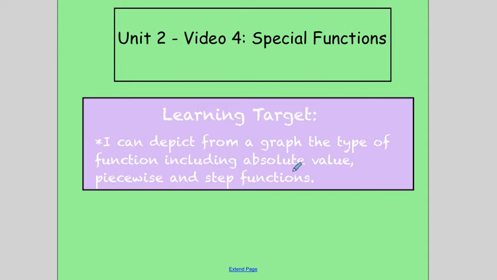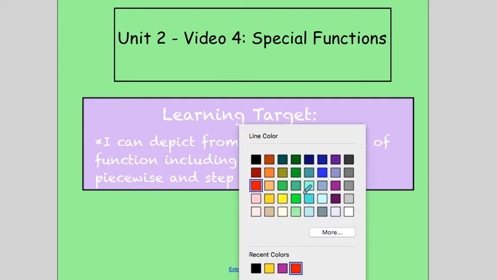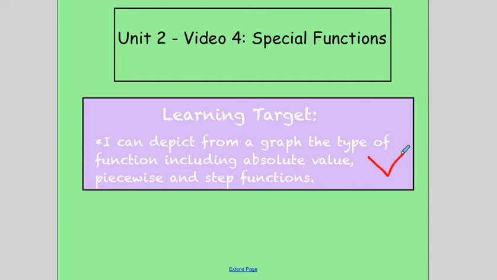Okay, so whenever you graph an absolute value, it should be a V shape. One way you can remember that is the value, so it should be a V.